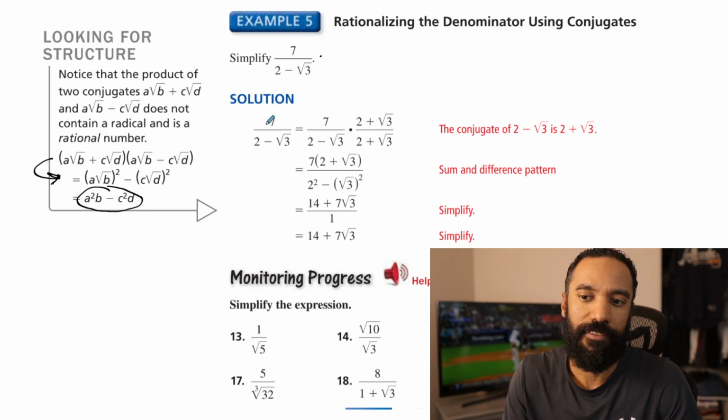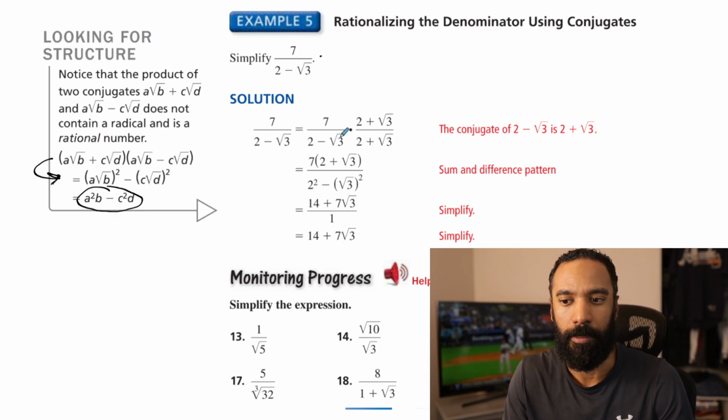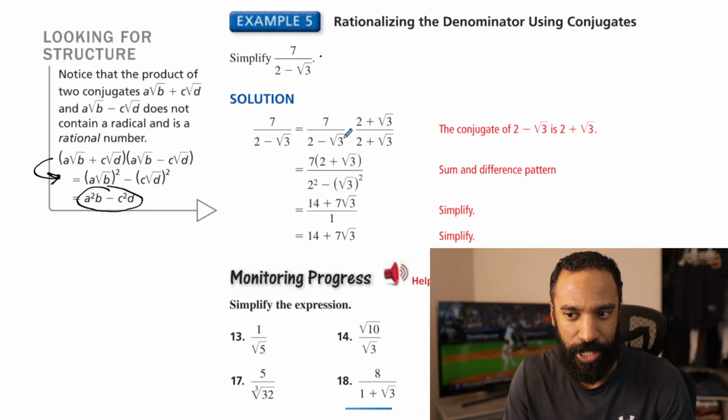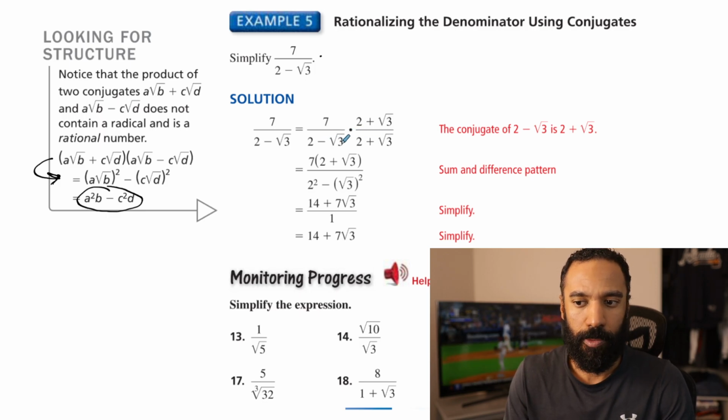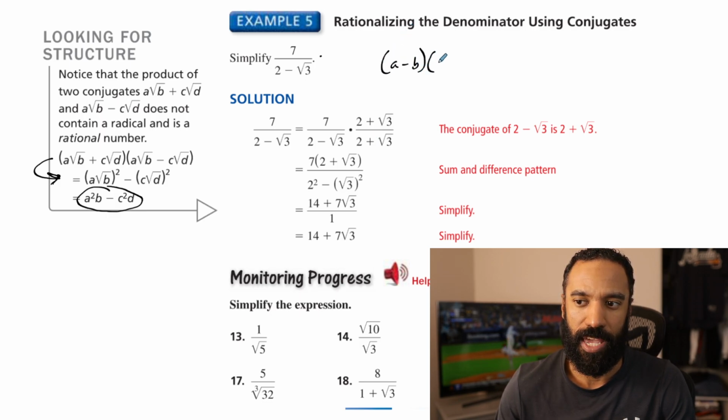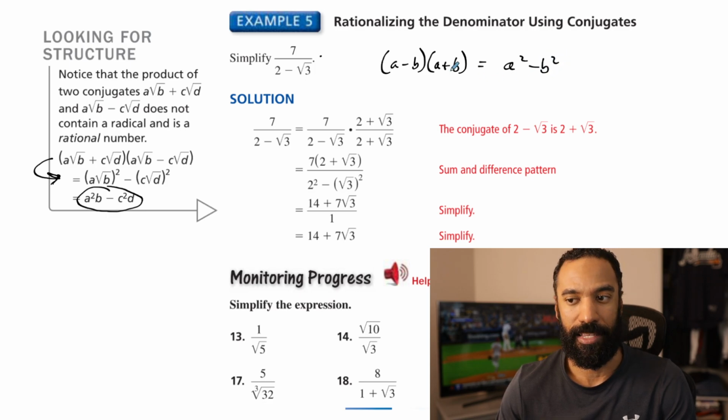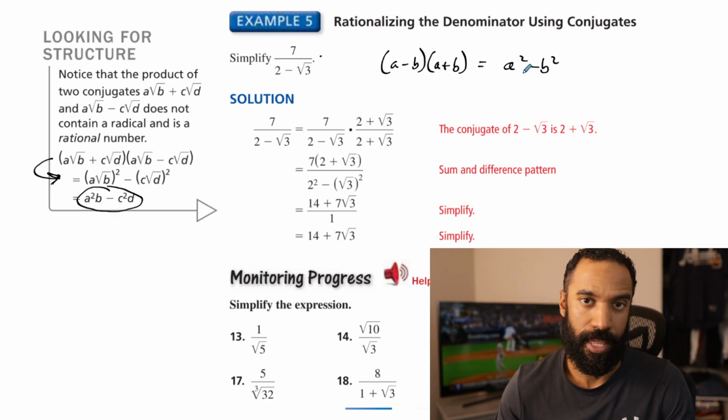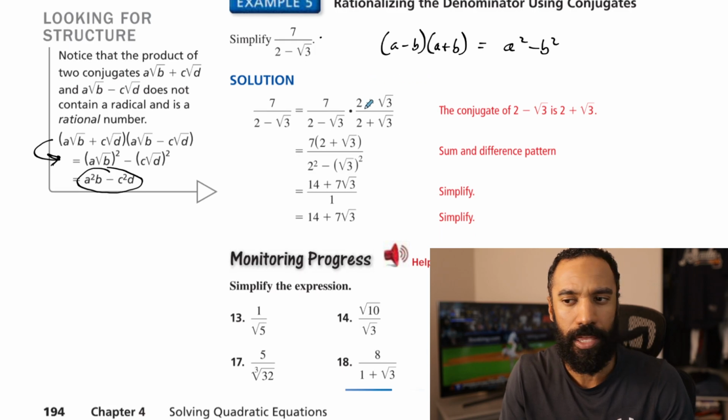So let's see. 7 over 2 minus root 3. Get rid of the radical here by multiplying 2 minus root 3 by the conjugate, 2 plus root 3. 2 minus root 3 times 2 plus root 3 gives you, once again, a minus b times a plus b setup, which becomes a squared minus b squared. That's the setup, difference of two squares. We learned that in chapter 2, I think. Chapter 2.